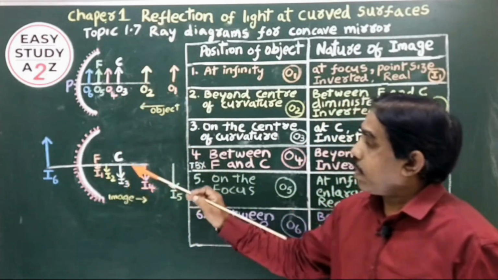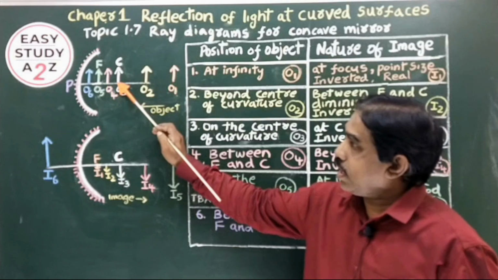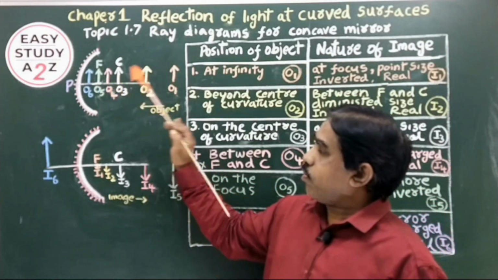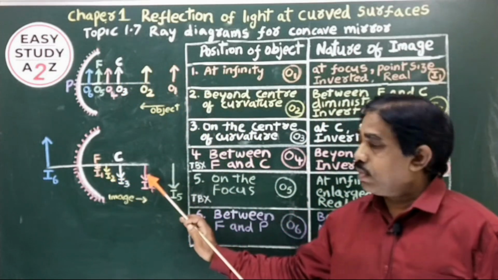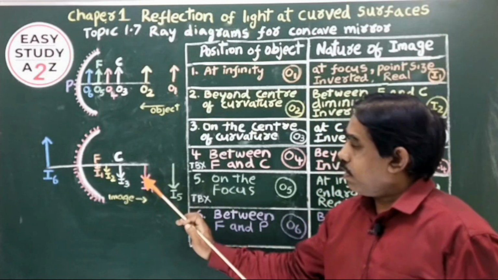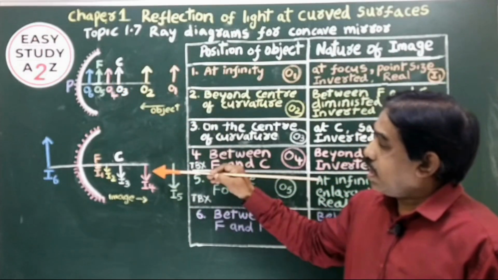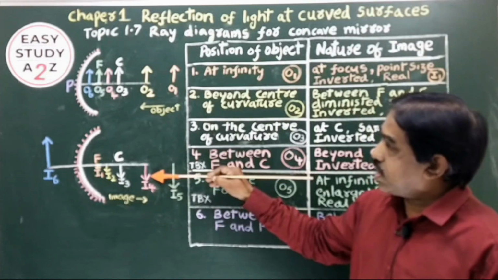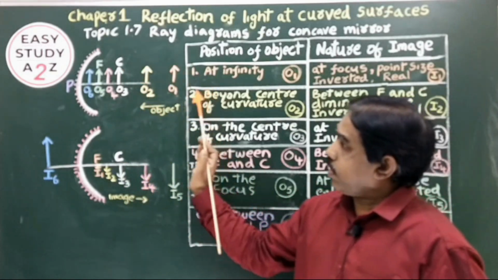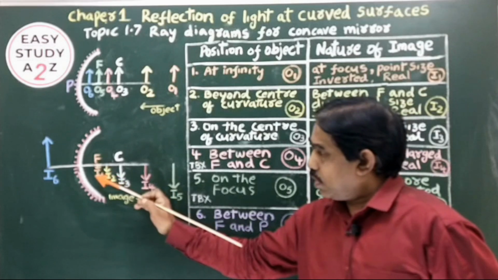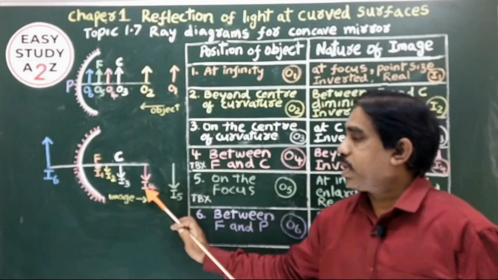Now coming to the next position, let us keep the object between the center and the focus, at place 4. Then we get an inverted image, but a little magnified or enlarged image compared to the object. The image size is a little bigger than the object. Again, when we are moving towards the mirror, the image is moving in this direction, beyond the center of curvature, we get the image.